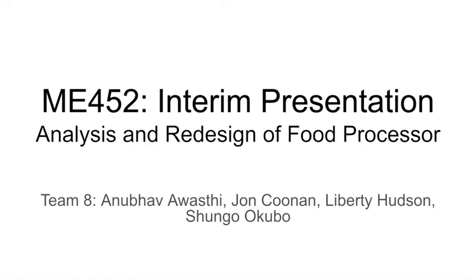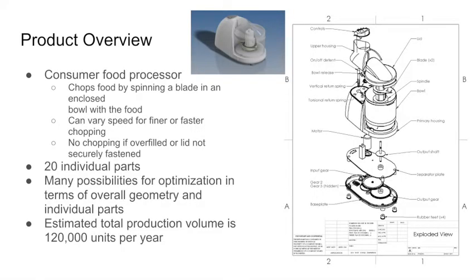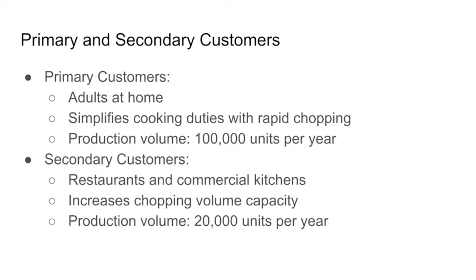Our presentation is on the analysis and redesign of a food processor by Anubhav, Liberty, John, and Shungo. A food processor is designed to expedite and improve the chopping of food, and we estimate a production of 120,000 units per year. We selected this product as there is ample opportunity for improvement. Our primary customers are adults using the device in their homes. Our secondary customers are restaurants and commercial kitchens.